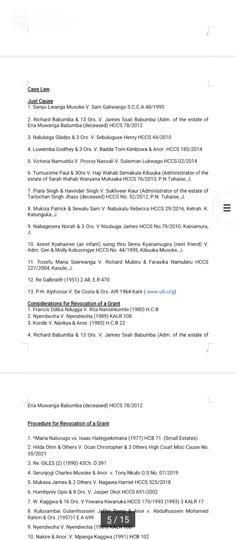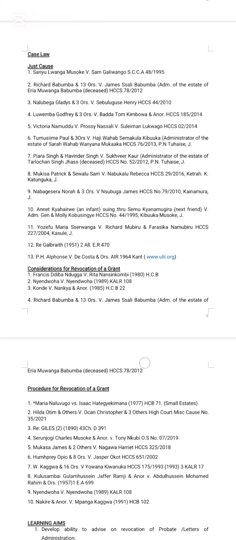So we shall look at the Constitution and the Successions Act as the applicable law. We have the case on just cause, Sanyu Rwanga Musoke versus Galiwonga, like the one we talked about. In that case, Justice Karokora stated that the grant of probate may be revoked or annulled for just cause. There was evidence that the person had got the letters of administration by means of an untrue allegation that the mother had not left a will, yet in actual sense there was a will.